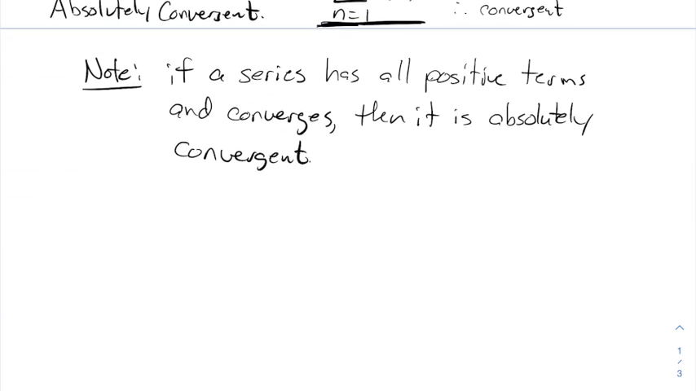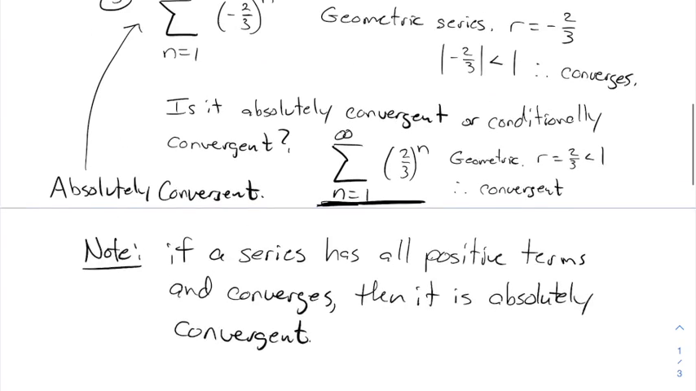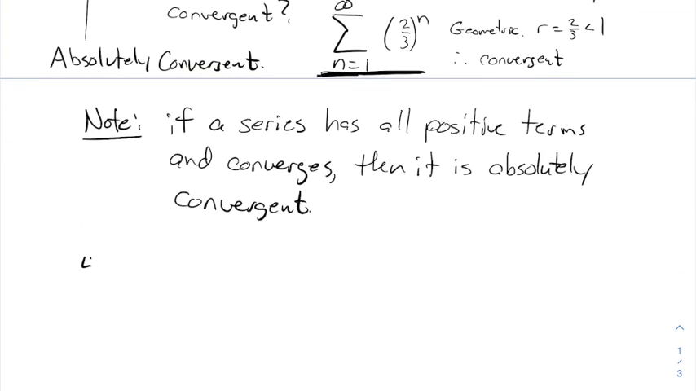Let's do one more test, or one more example. Cosine n over n squared, or n cubed. Actually, let's not do this. Never mind.